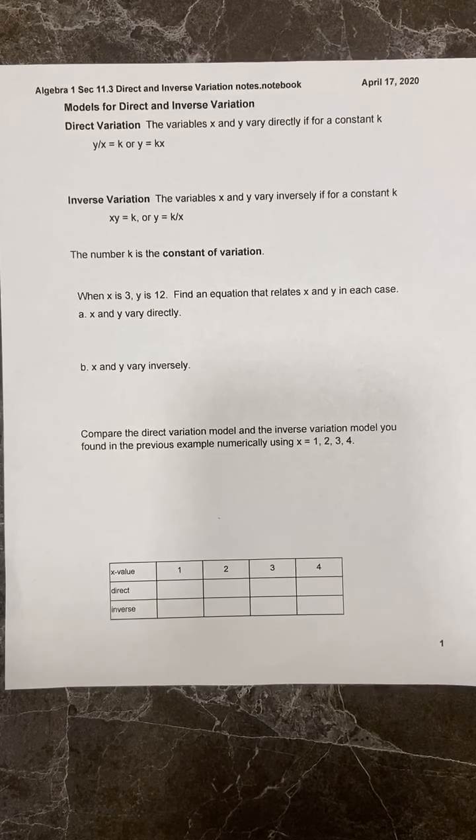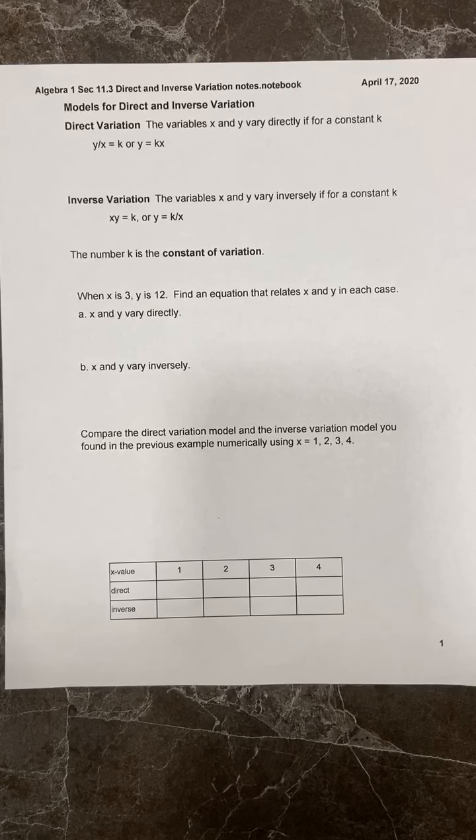All right, section 11.3, we're looking at something called direct and inverse variation. Models for direct and inverse variation. If it's direct variation, we have variables x and y, and they vary directly if, for a constant k, some number k, we have y divided by x equal to k, or we can write the equation y equals that constant term k times x.